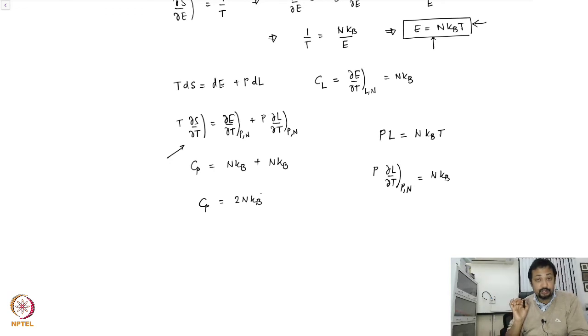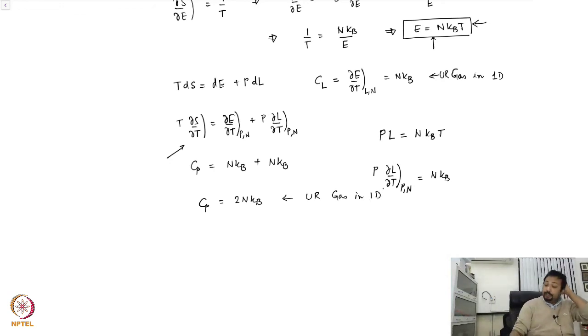Please note that this is only for an ultra-relativistic gas in one dimension. This is also ultra-relativistic gas in one dimension. If you are changing the dimension, if you are making this 3 dimensions, then this is going to be 3n k_B and this is going to be 6n k_B.